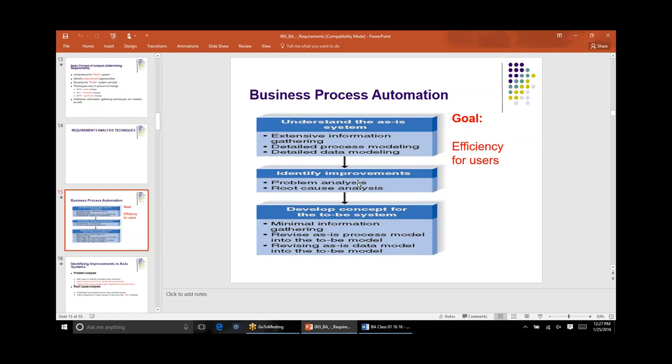Okay. Then we identify the improvement. So in the current state process, we identify how the current state process can be, would be, and should be made better. Now let me tell you one more thing though. Looking at the current state, business process improvement is an important part of bringing efficiency to the system.